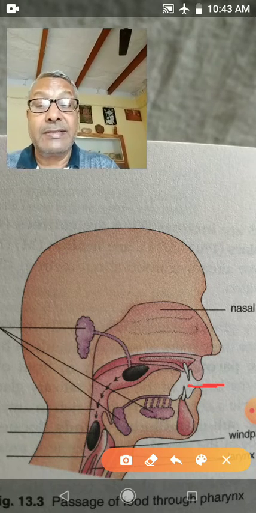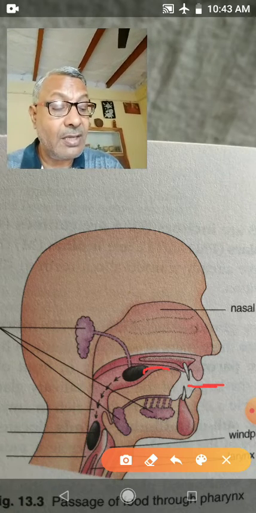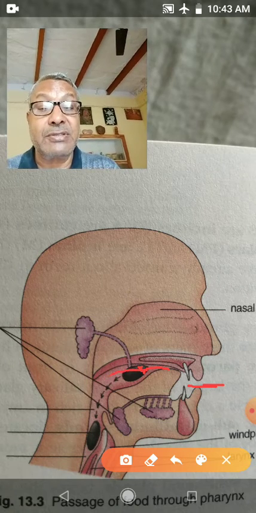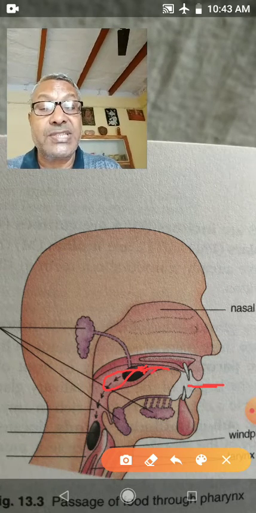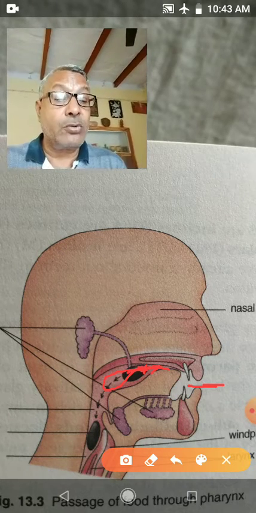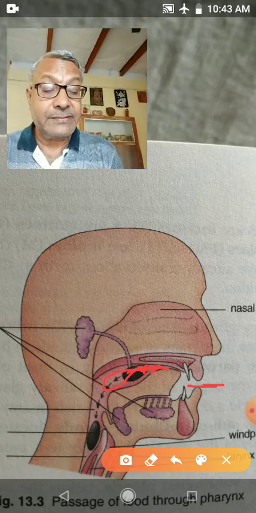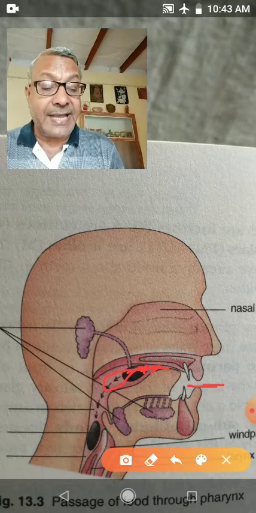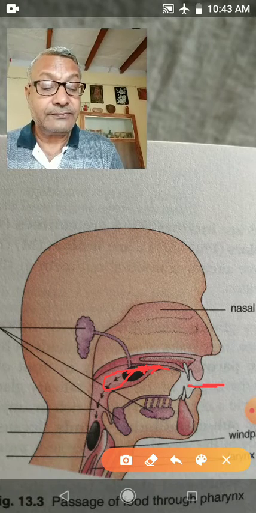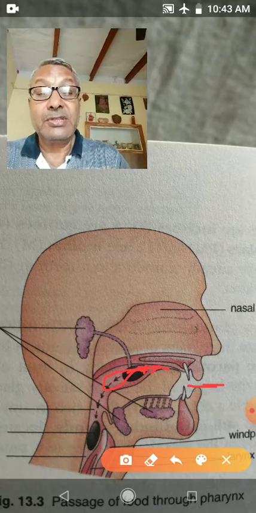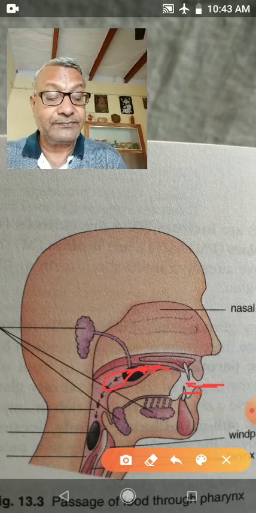Buccal cavity is the large space bounded by the palate. So this is the large space which is called the buccal cavity. It is bounded by the palate, below by the floor, and on the side there is the jaw. The floor supports the tongue and the jaw bears the teeth. So the teeth are present.